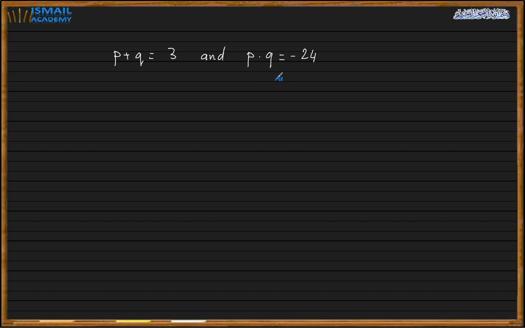So let me see which numbers, when multiplied together, give me minus 24. So I have 1 and minus 24, minus 1 and 24, 2 and minus 12, minus 2 and 12, 3 and minus 8, minus 3 and 8, and 4 and minus 6, and minus 4 and 6. And I think that's all. So that's the only set of pairs that give me minus 24.